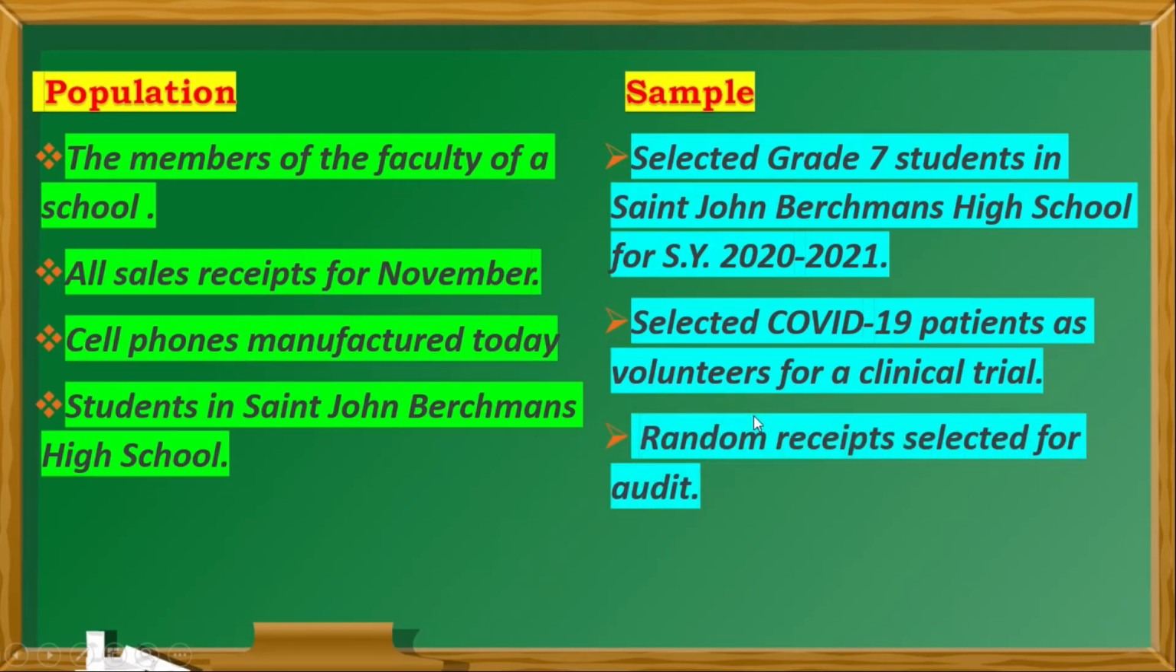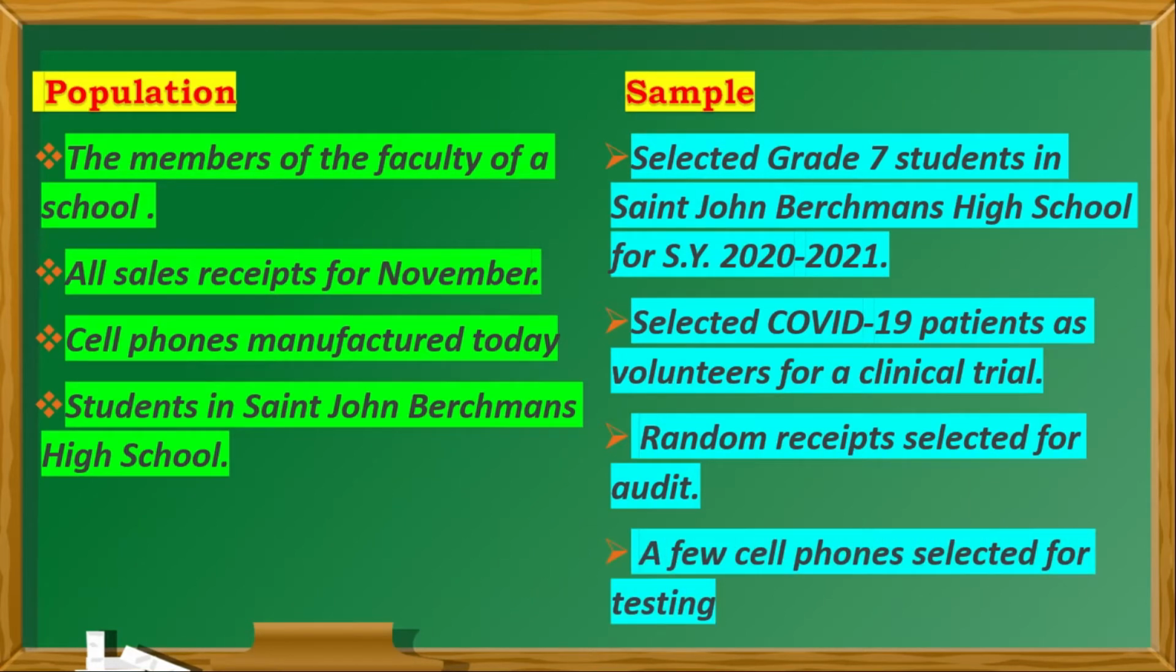And we have here, random receipt selected for audit. So, yun yung halimbawa ng sample. Madali lang siyang i-identify kung population pa siya or sample data. Ayan, a few cell phones selected for testing.